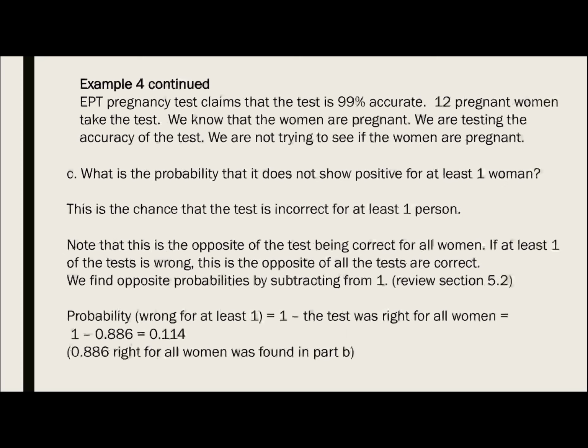Okay, making a 100 means you get all questions right. If you don't make 100, it means you missed at least one, wrong for at least one. So that's the same thing as we're doing. What's the probability it's wrong for at least one? Is 1 minus right for everything.